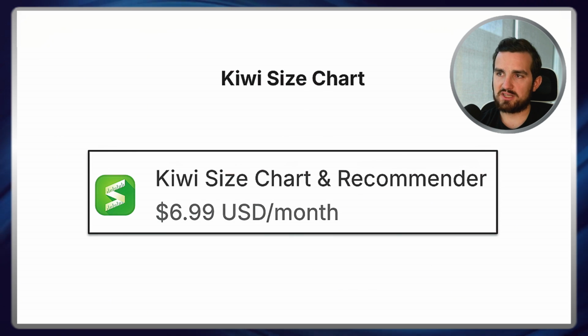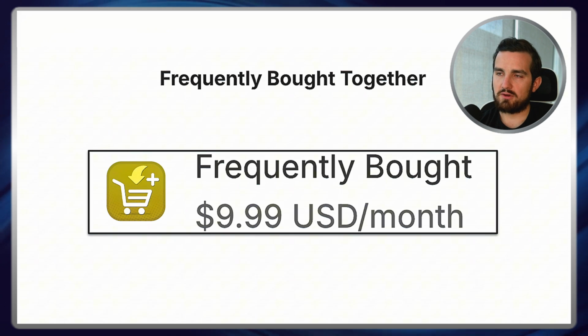Kiwi Size Chart. A size chart app is an absolute must for any kind of apparel site. Sizing is one of the biggest concerns and buyer worries when they're shopping on your site. So this increases your conversion rate to sell one more person. It pays for itself right there. It's a no-brainer. Frequently Bought Together. This one's great for increasing your average order value.